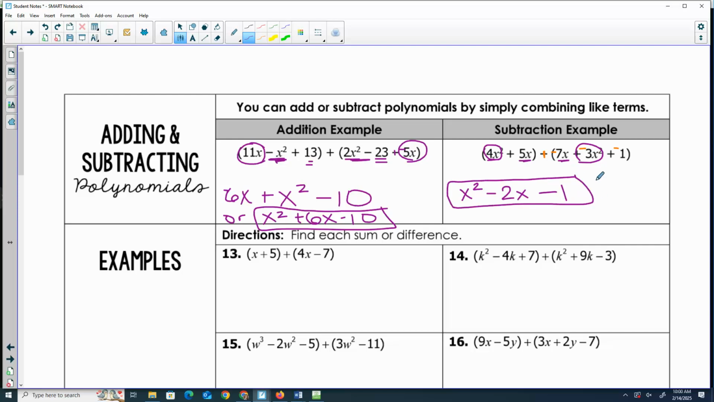So to add or subtract, first make it an addition problem. So if you have a negative or a subtraction, distribute it and make everything a negative. Then we just combine like terms. When we do that, exponents do not change.